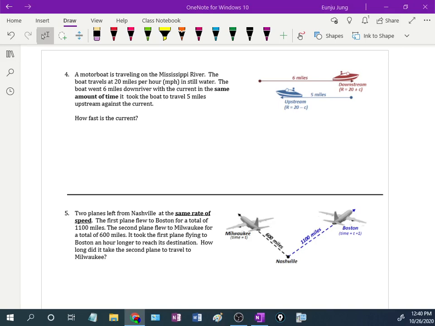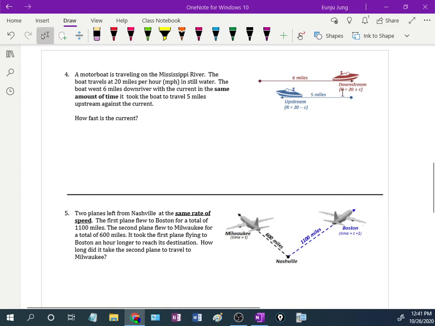Okay, now let's talk about number 4 on the back page. A motorboat is traveling on the Mississippi River. The boat travels at 20 miles per hour in still water. Still water means there is no current, okay? Just like a lake. The boat went 6 miles down river with the current in the same amount of time it took the boat to travel 5 miles upstream against the current.